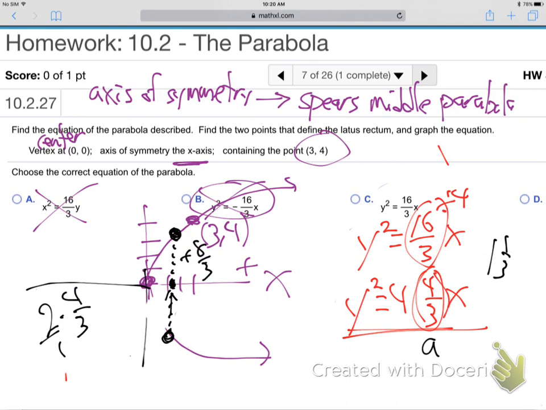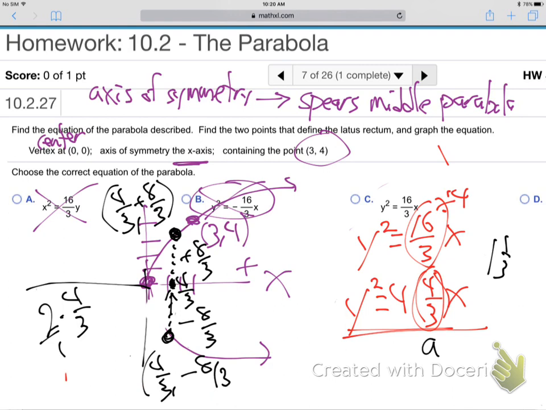I'm kind of running out of room here. This is at 4/3, down 8/3. So the latus rectum points are going to be over 4/3, up 8/3, and this one's going to be over 4/3, down 8/3. There we go. Just as easy as that. That's kind of a pain, huh? So everybody sees.